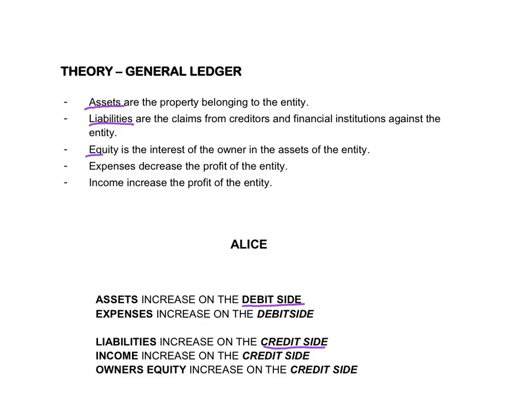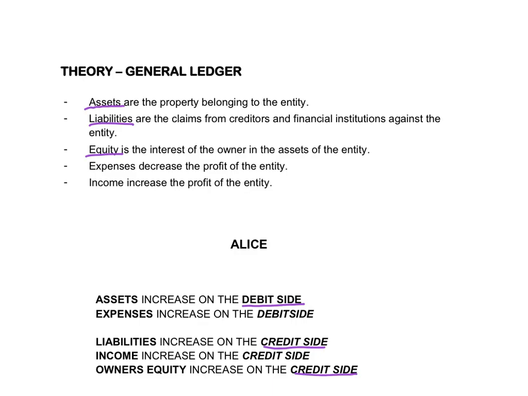Equity is the interest of the owner in the assets of the entity, or you can say that it is the amount of money that the owner invested in the business, or it is the amount of money that the business owes the owner. Equity will always increase on the credit side and will always have a credit balance in the capital account and a debit balance in the drawings account.